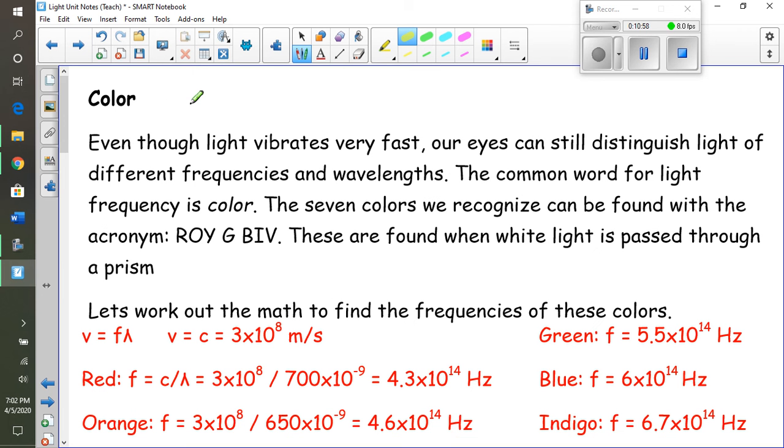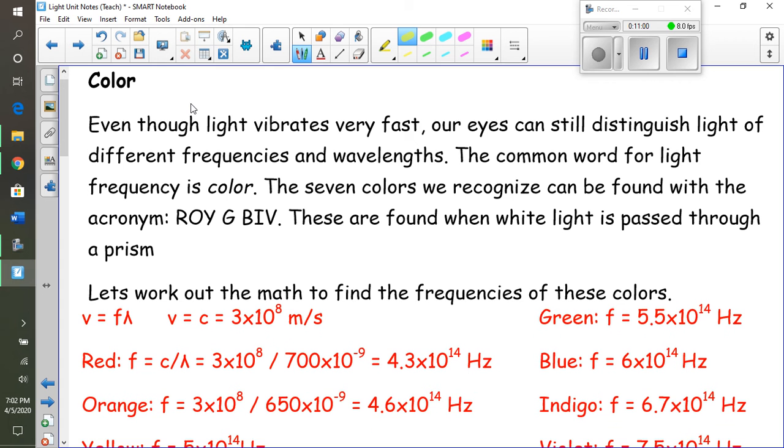All right, I think the last thing I want to discuss with you is color, for this video anyways. So even though light vibrates very fast, our eye can still distinguish different frequencies. And for sound, frequency went with pitch. For light, frequency goes with color. There are 7 colors that we can recognize. We've got this acronym ROY G. BIV: red, orange, yellow, green, blue, indigo, violet.